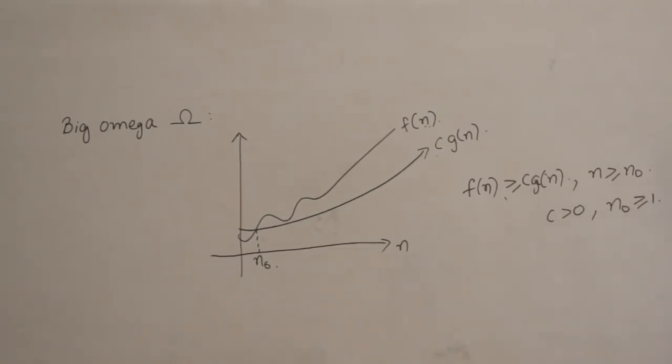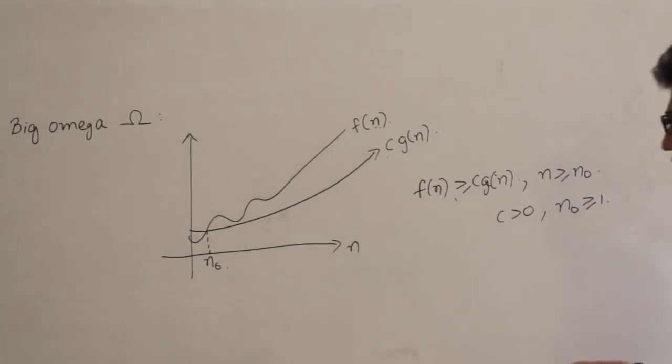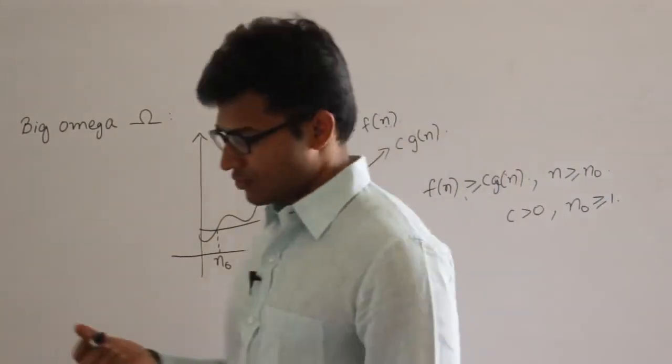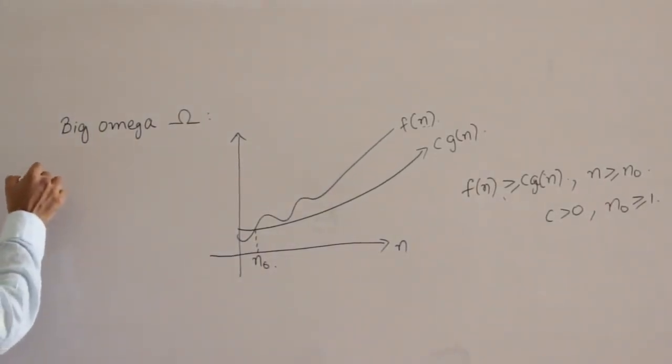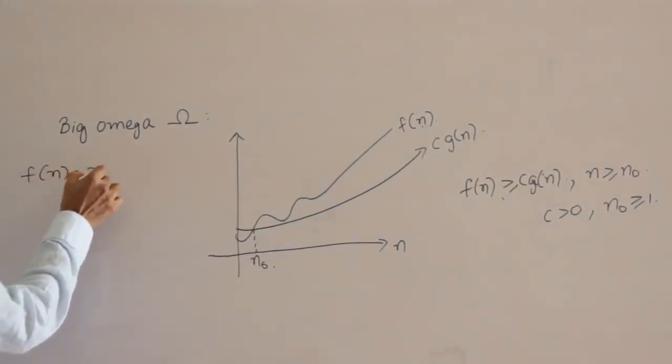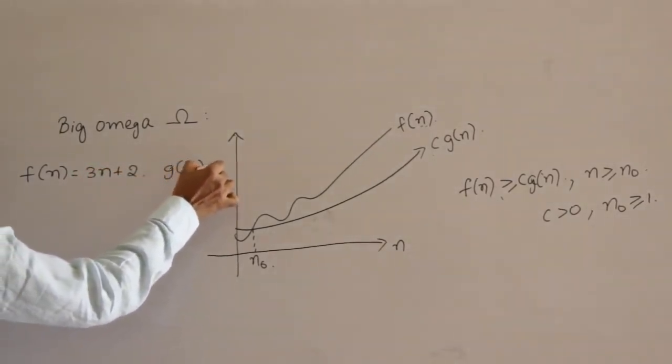Why n naught is always greater than or equal to 1: the input has to be at least 1. Okay. Now let's take an example and I'll explain how it is going to work. Let us say f of n equal to 3n plus 2 and g of n equal to n.